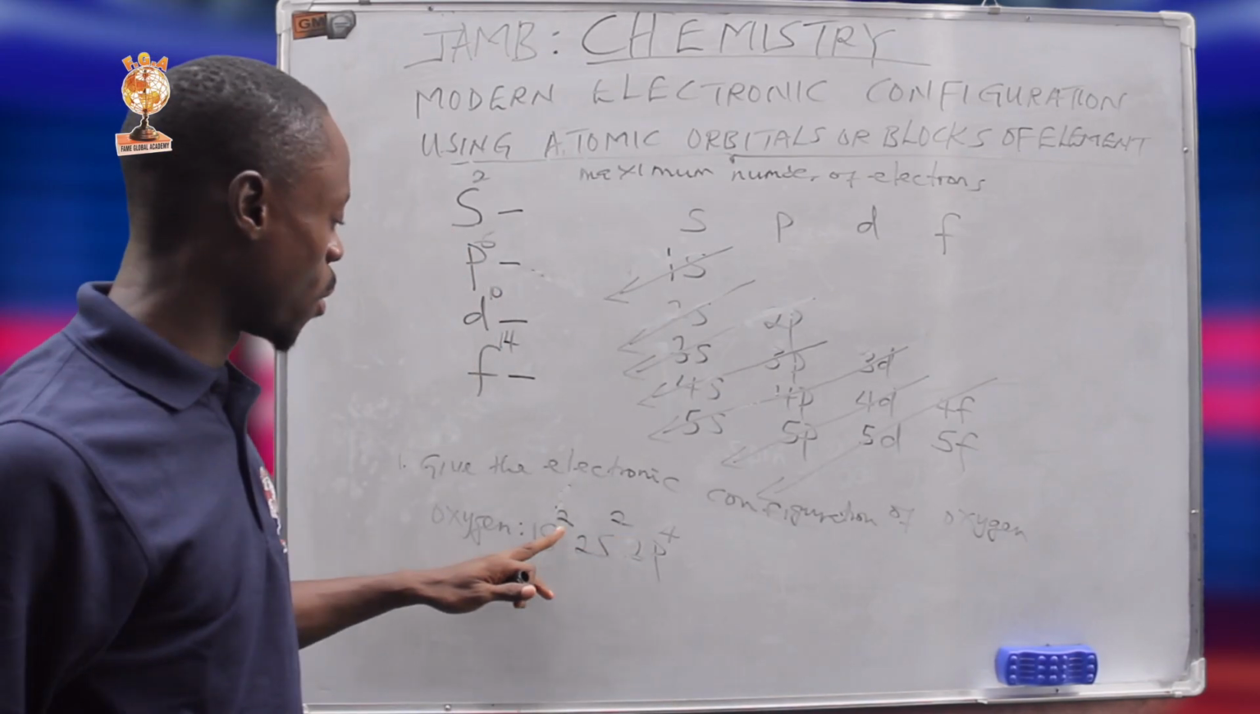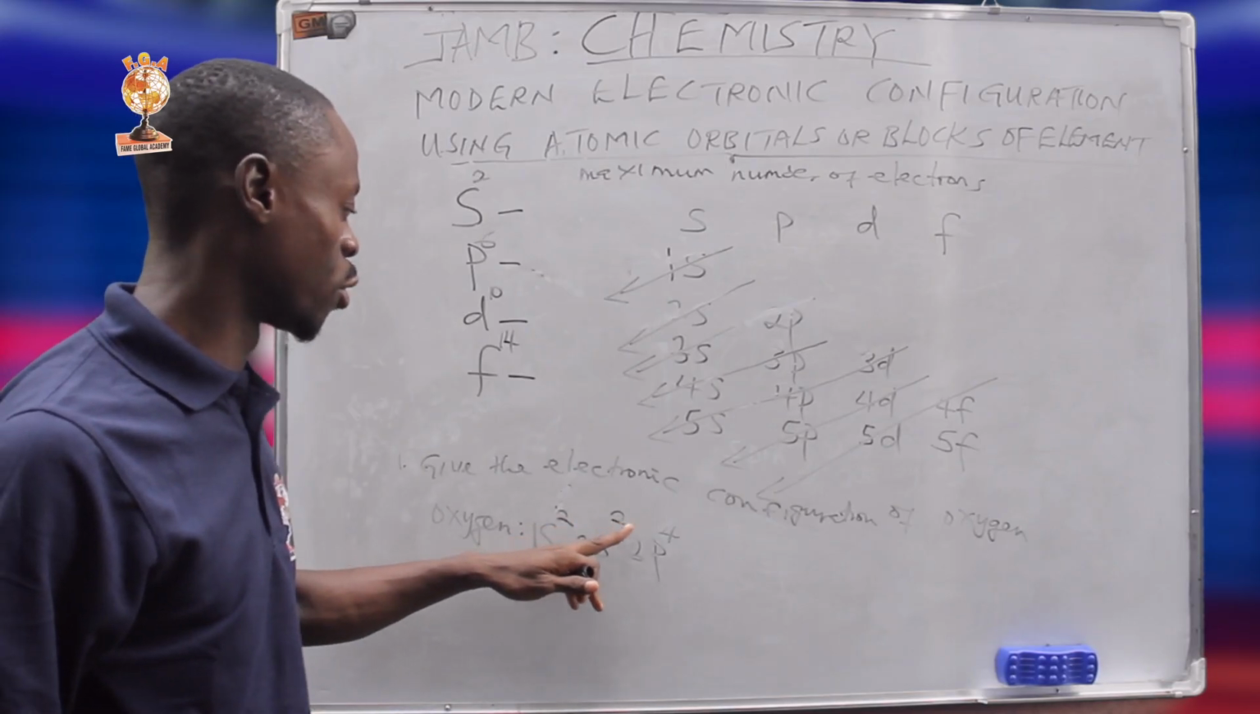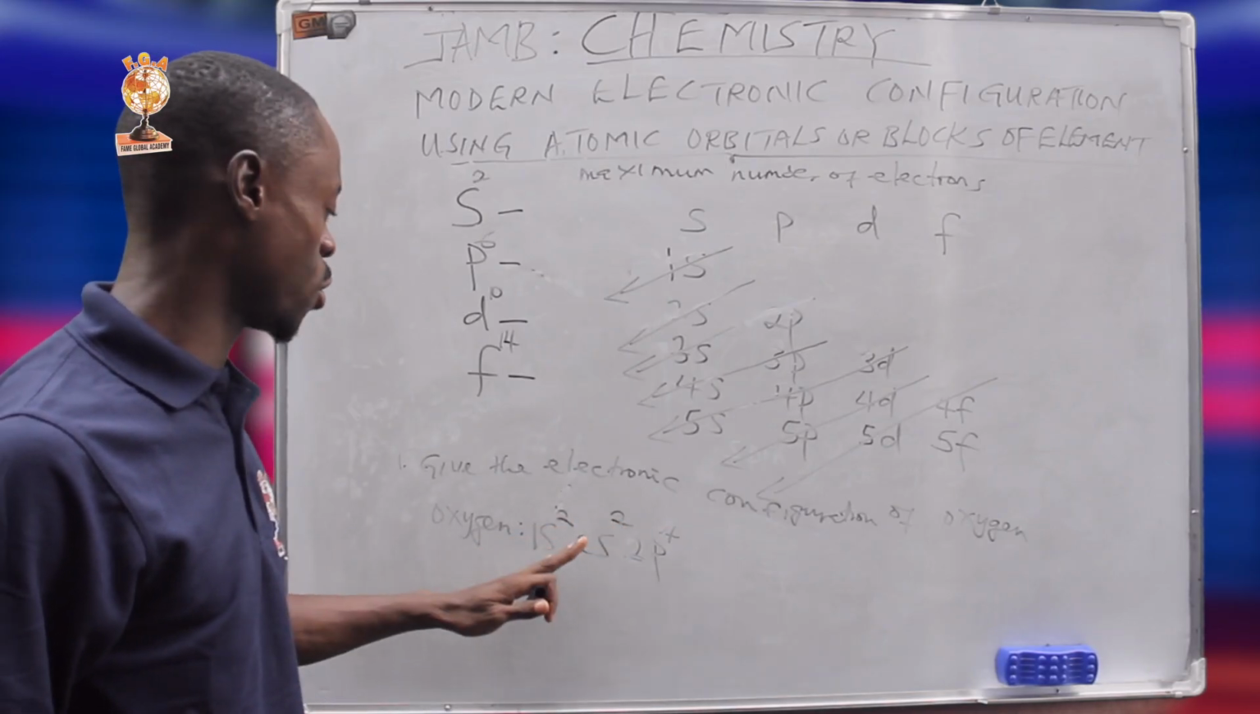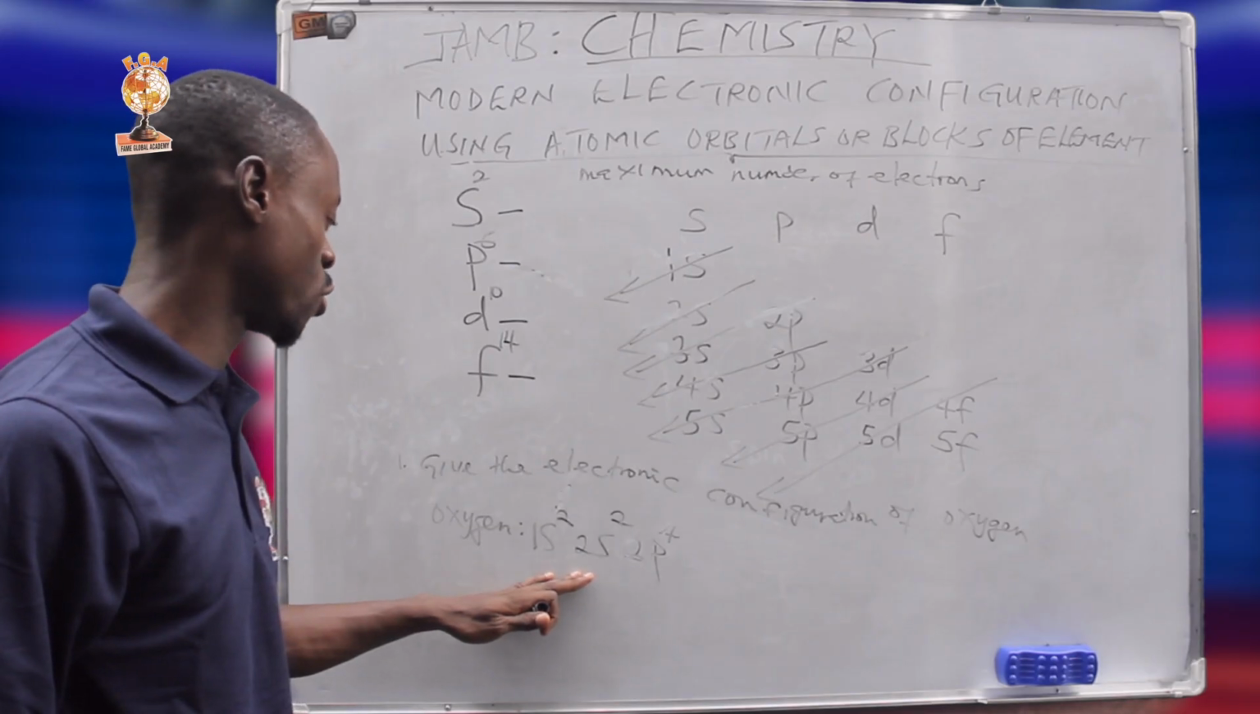So let's sum up now. We have 2 plus 2, 4, plus 4, that is 8. This is the electronic configuration of oxygen.